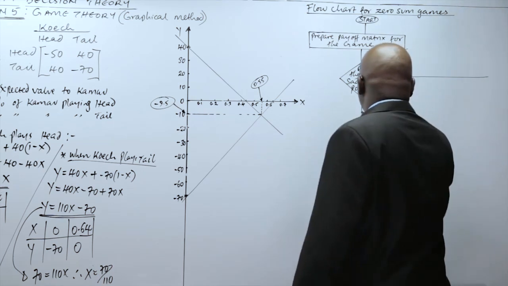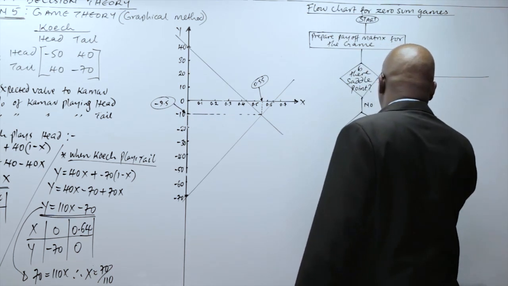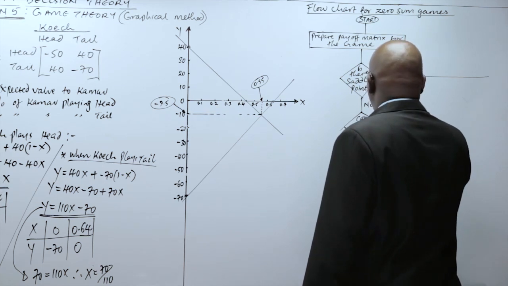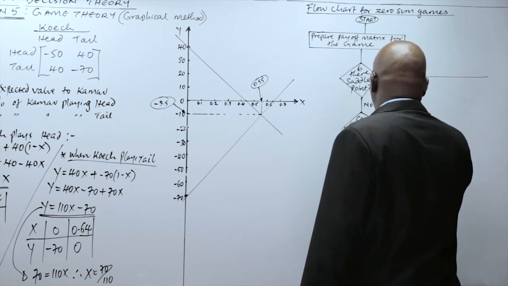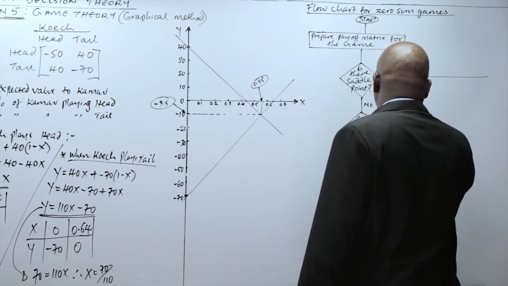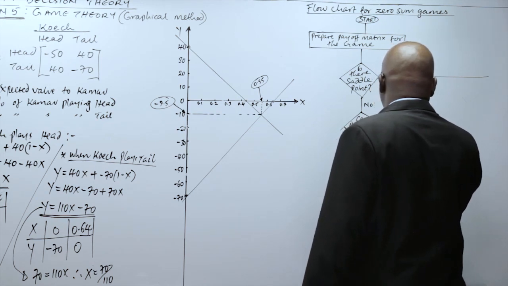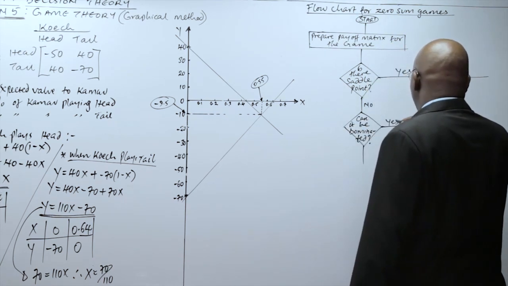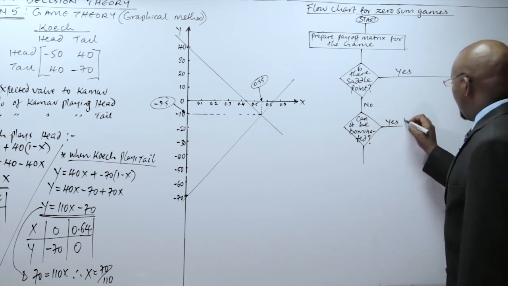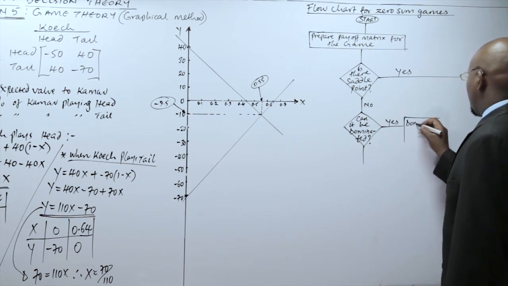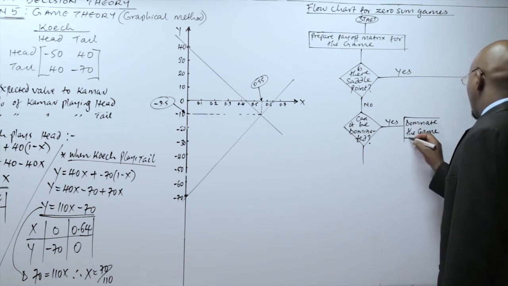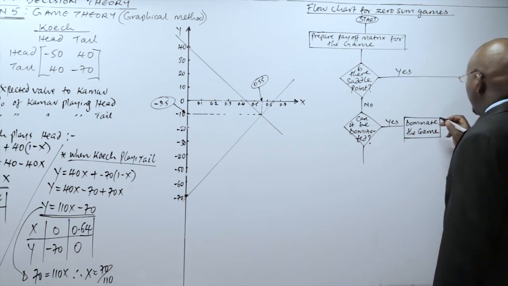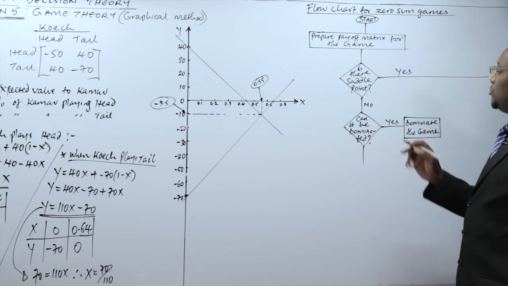So we have here, we ask whether the game can be dominated. Can the game be dominated? This is actually a decision. And if yes, if the game can be dominated, then we just go ahead and dominate the game. So we say here, dominate the game. And after you dominate the game, we also still go back to step one here.